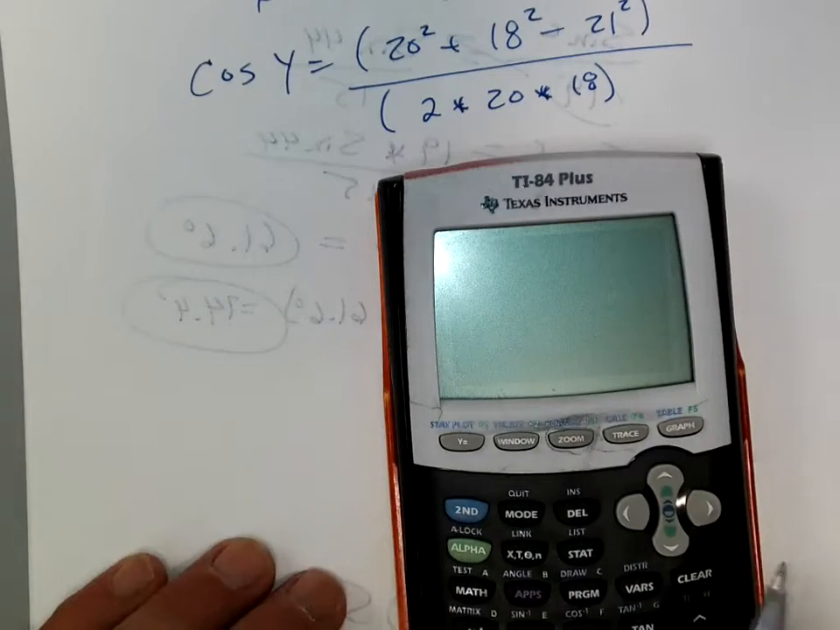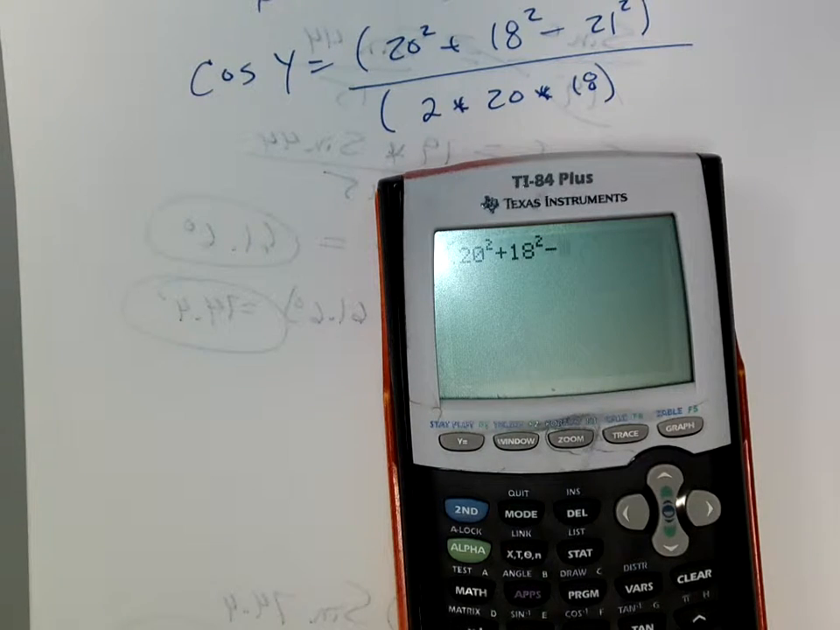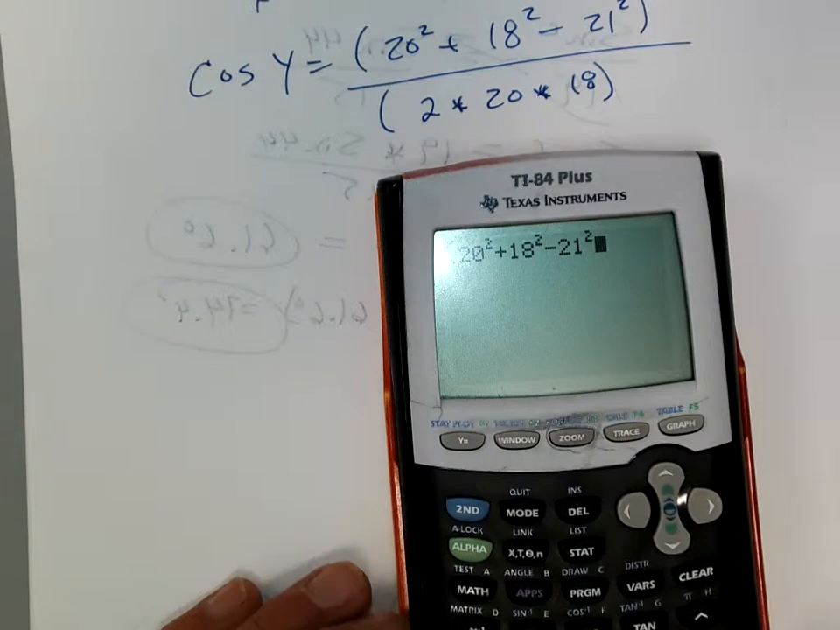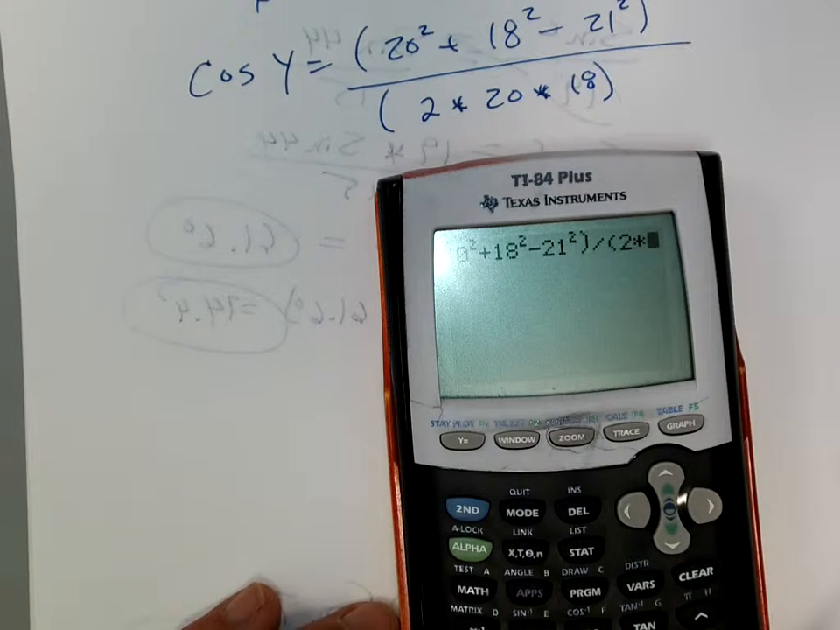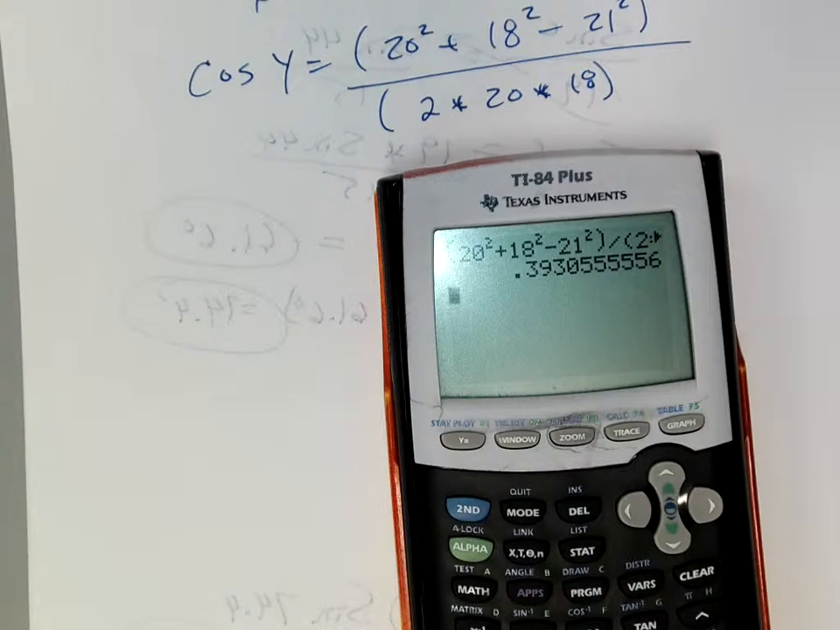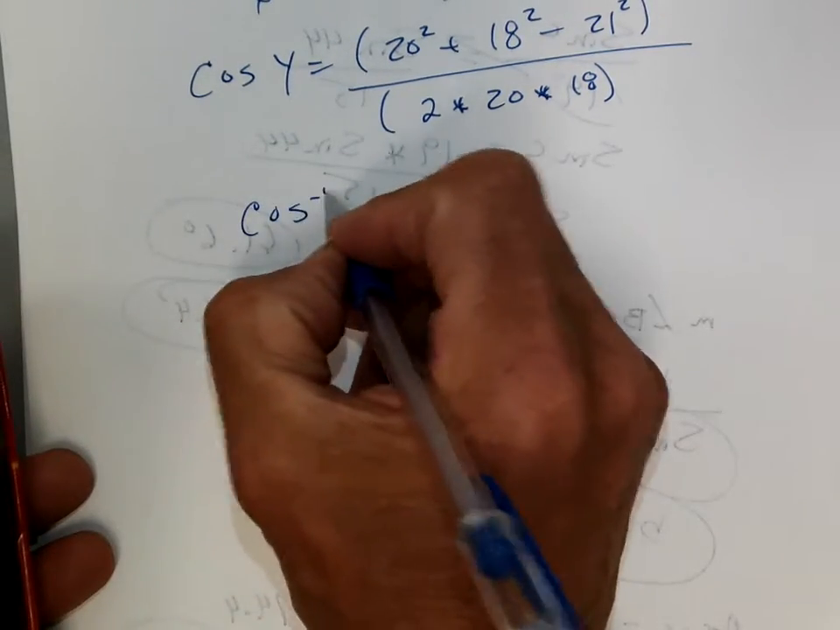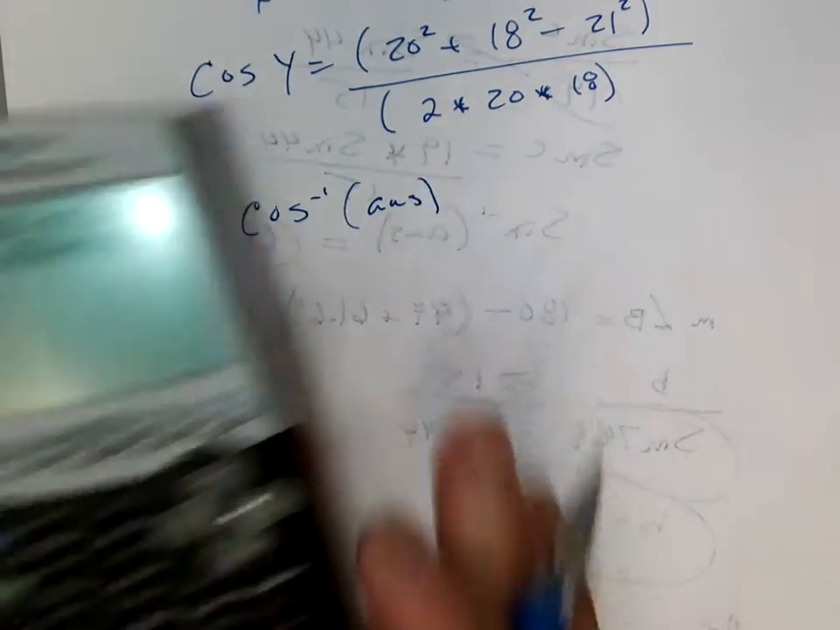I'm just going to go parentheses 20 squared plus 18 squared minus 21 squared parentheses divided by parentheses 2 times 20 times 18, and I will get a decimal. Kind of anticipated that because I'm going to go cosine inverse of that, right? So I'll go cosine inverse of that answer, and let's see what I get.